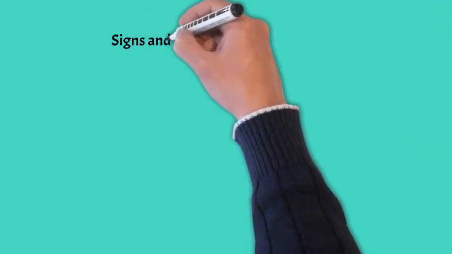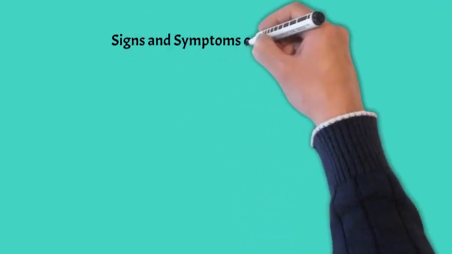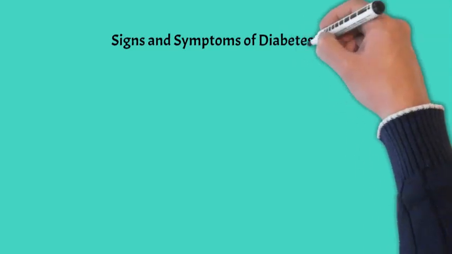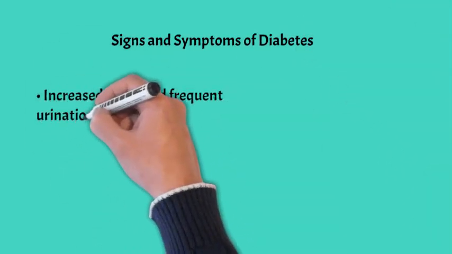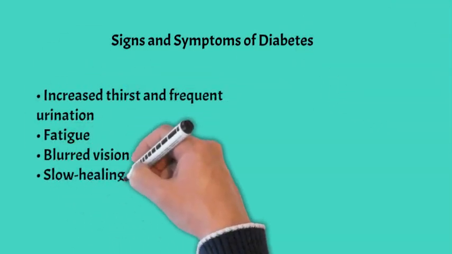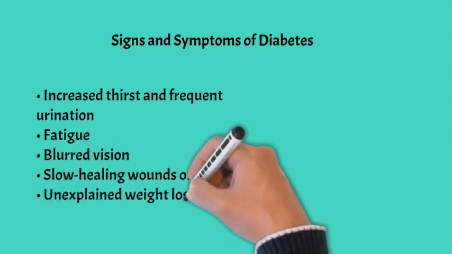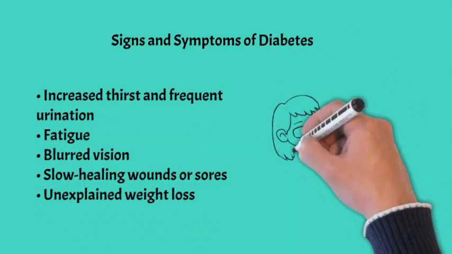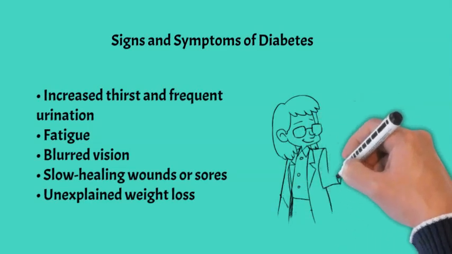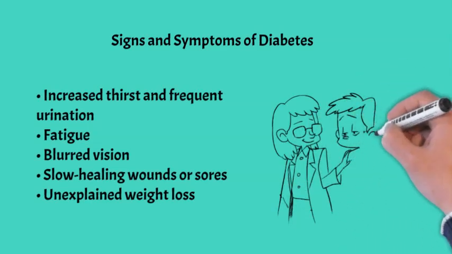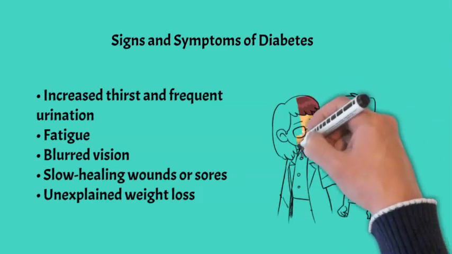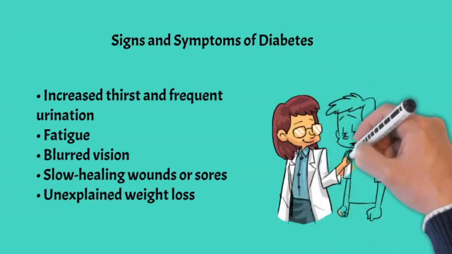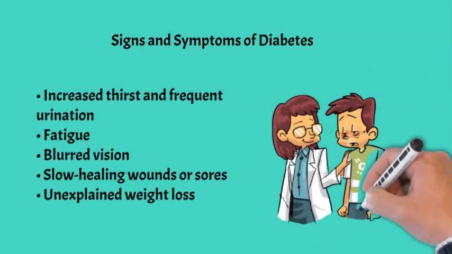Let's start with the signs and symptoms of diabetes. As a nurse, you should assess for the following signs and symptoms: increased thirst and frequent urination, fatigue, blurred vision, slow healing wounds or sores, unexplained weight loss. If your patient presents with any of these symptoms, it's essential to perform further assessments and consult a healthcare provider.